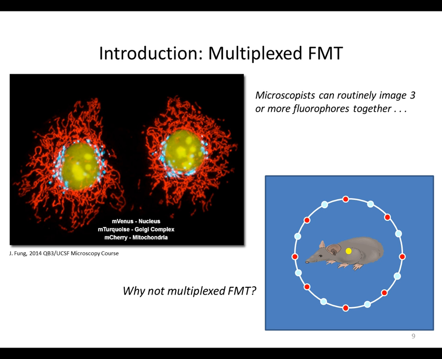Okay, so I said just a little while ago how important fluorescence imaging is. In microscopy, it's pretty much ubiquitous. Images like this are quite common. Here we're using 3 fluorescent proteins to stain different structures in a cell. However, when we image through several centimeters of tissue with FMT, we typically only image 1 or 2 fluorophores at a time. So the goal of this project in our lab is to be able to do multiplexed imaging. We'd like to be able to image 3 or 4 or even more fluorophores simultaneously with FMT in the same way that they can do it in microscopy.